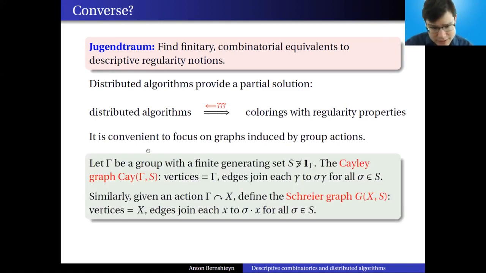So how does this work? We take a finitely generated group Gamma with a fixed generating set S, and I'm assuming that S doesn't contain the identity, to avoid some pathologies. So the Cayley graph of this group with respect to this generating set is, as usual, defined by setting the vertex set to be the group itself, and you put edges between every group element gamma and sigma times gamma for all sigma in S.